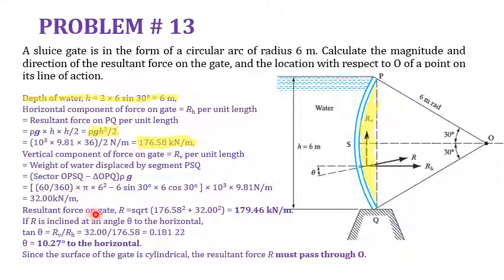So the resultant force will be square root of Fx square plus Fy square, which comes out to 179.46, and you can calculate its inclination by taking the tan inverse of the ratio of RV over RH, which is 10.27 degrees to the horizontal.